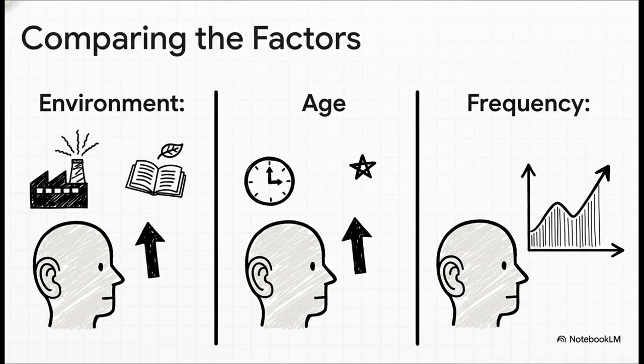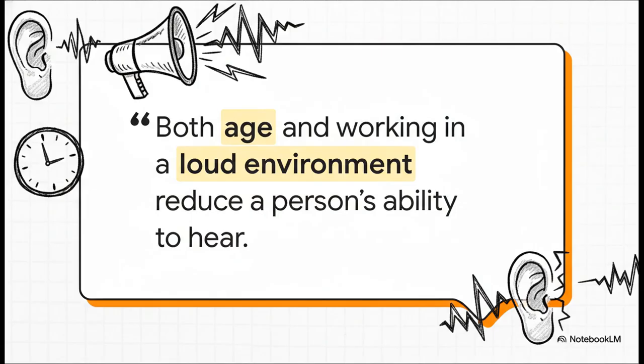And finally, just look at the general trend for all three lines. As the frequency on the bottom axis goes up, all the lines go up. That tells us that everyone finds it harder to hear higher frequency sounds. So you can take all of that analysis and boil it down into one clear conclusion that would get you the final marks. Both age and working in a loud environment reduce a person's ability to hear. It perfectly wraps up everything that data is showing us.